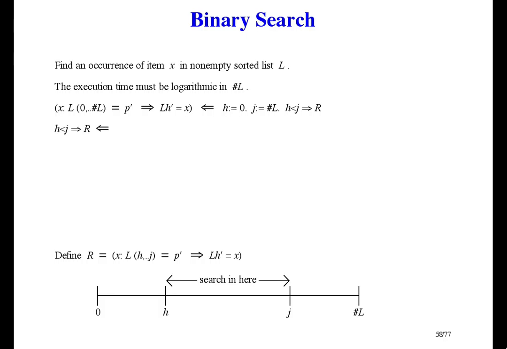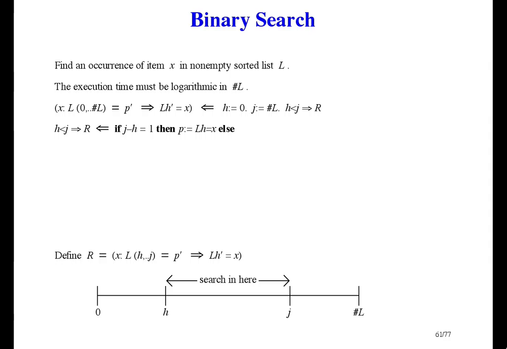Now we need to refine that. We should test if the segment size happens to be 1, because then there's only one item to look at, and it's item H. If L H equals X, then set P to true, and leave H where it is. If L H is unequal to X, then set P to false. And it doesn't matter what happens to H, so we may as well leave it alone. That's what this assignment says.